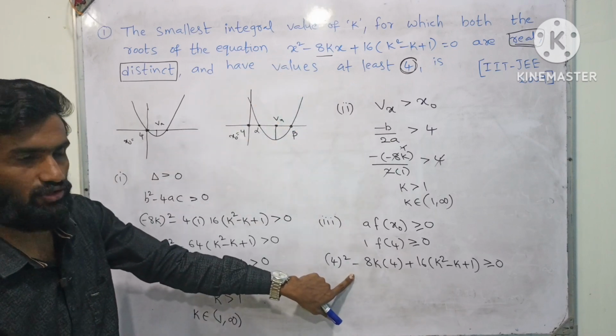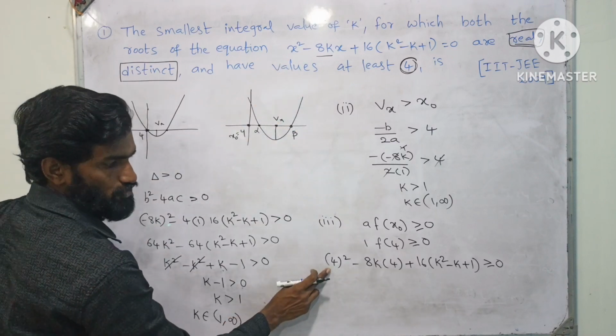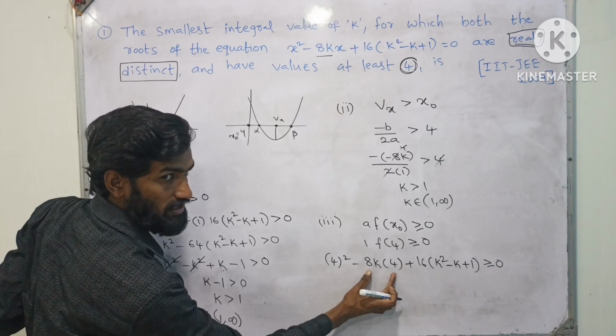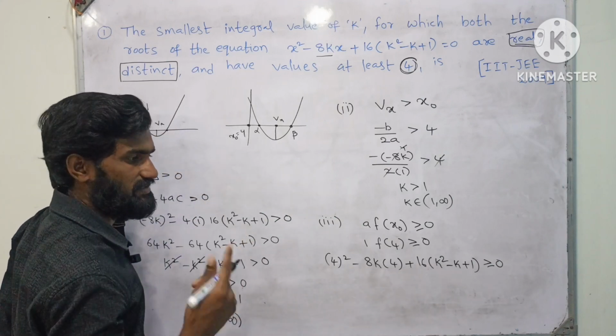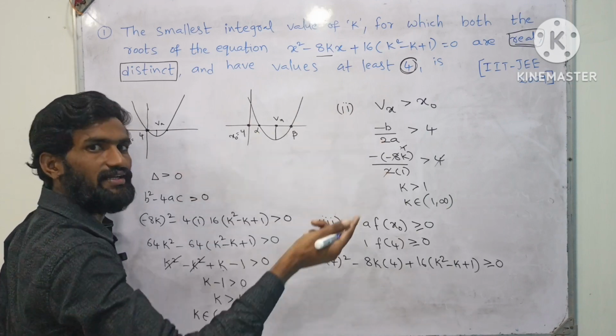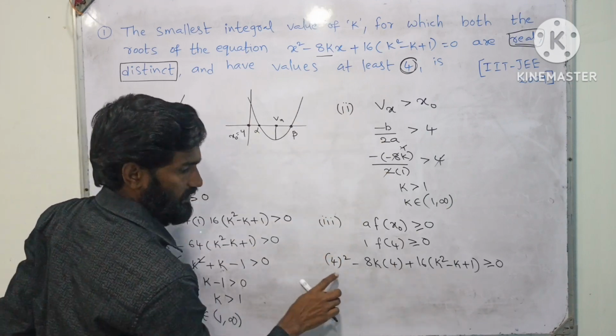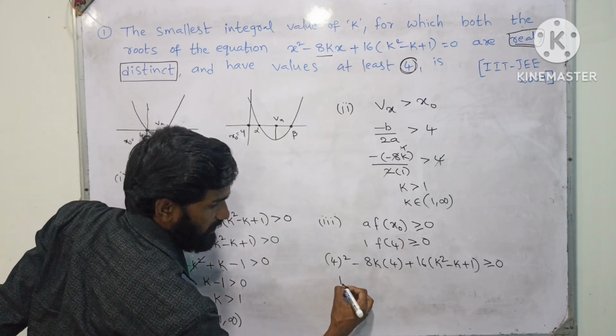4 square is 16. Now if you observe here, 8 fours are 32, which means 16 is there here also, and 16 is there here also. I am taking 16 common and sending it to the other side. I will get 4 square means 16, so here I will get 1.